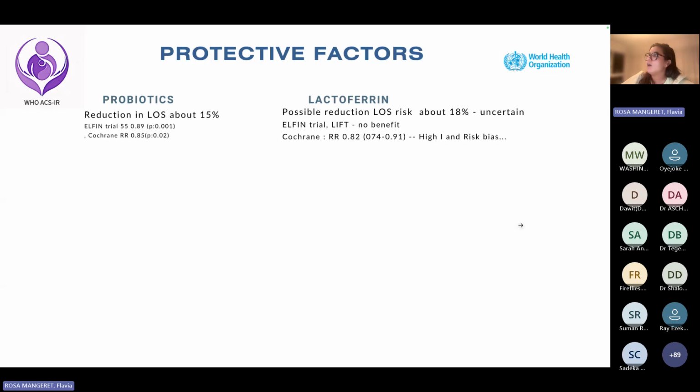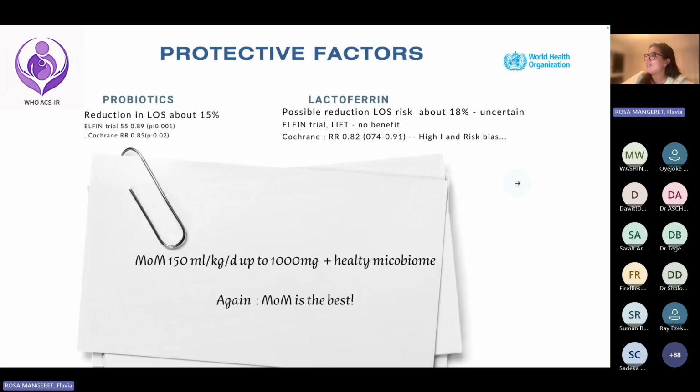So there are also other protective factors like probiotics. This has been proved to reduce late onset sepsis about 15%. Lactoferrin, there is contradictory information. It might reduce late onset sepsis about 18%. Lactoferrin is basically an anti-inflammatory, immunomodulatory protein that we can also find in the mother's own milk, in human milk. And actually 150 milliliters per kilo per day of mother's own milk, so a baby that is on full feeds, has about 1 gram, so 1,000 milligrams of lactoferrin. And also, we see that the babies that are fed with mother's own milk have a healthier microbiome. So basically, mom is the best. Mother's own milk is really protective to the babies, also concerning infection.